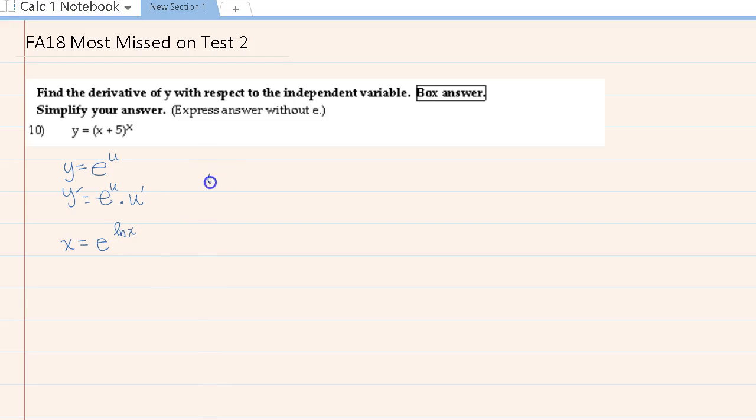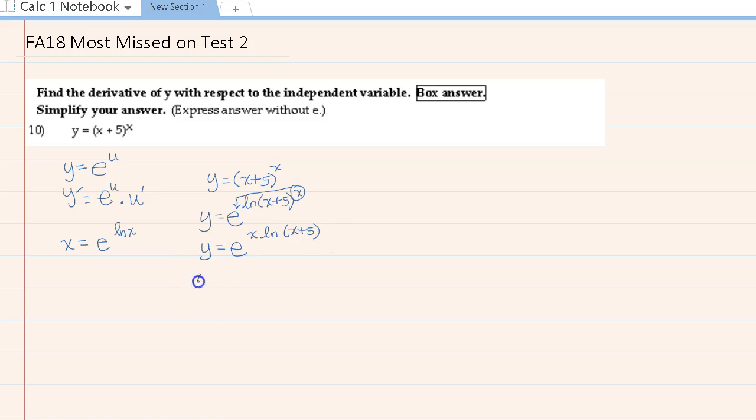So in our case, we have y is equal to (x plus 5) to the exponent of x. We're going to rewrite this as e to the natural log of that thing, which is (x plus 5) to the x exponent. Using our rules of exponents and logs, we're going to move this exponent to the front. So we're going to find y is equal to e to the x natural log of x plus 5.